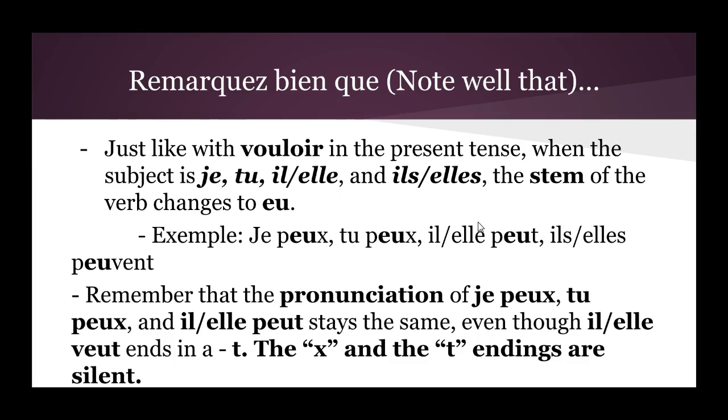Okay. Remember also that the pronunciation of je peux, tu peux, and il, elle peut stays the same, just like with vouloir, right? Even though il, elle peut ends in a T, the X and the T endings are silent. I'm sorry, that should read peu there and not veu. Even though il, elle peut ends in a T, okay? The X and the T endings are silent.